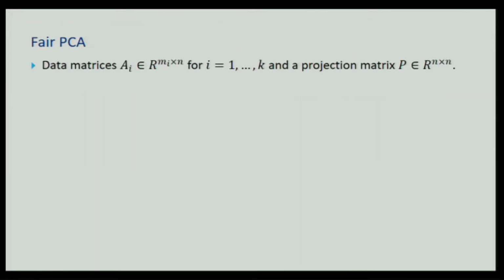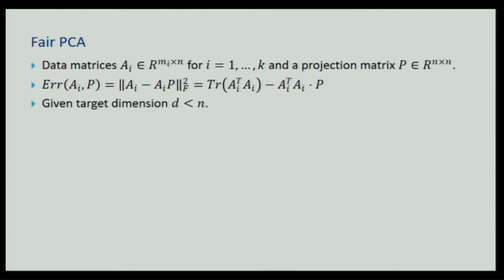Okay, so here is the problem. You have these data matrices, A_i, k of them, and a projection matrix is what you want to pick. And if you gave me a projection matrix, then the error of every data set, let's say in this case, would be this Frobenius norm of the difference, which you can rewrite like this.